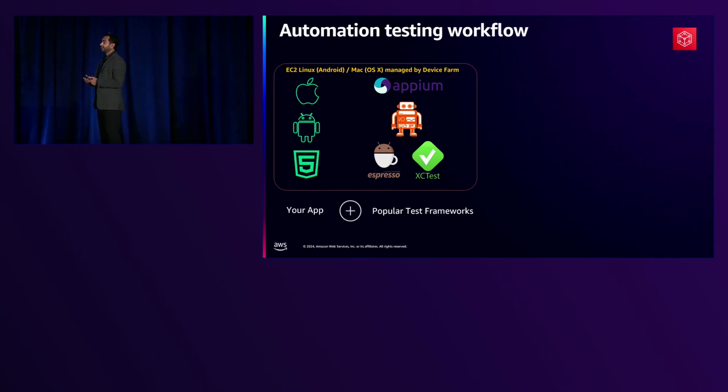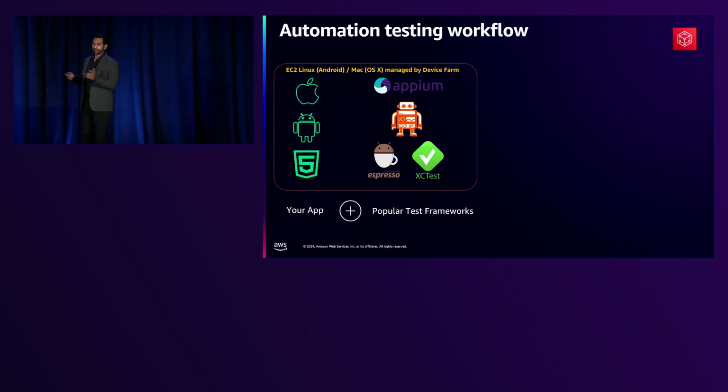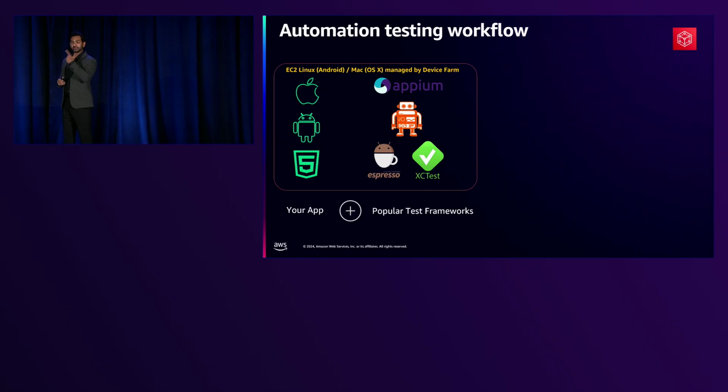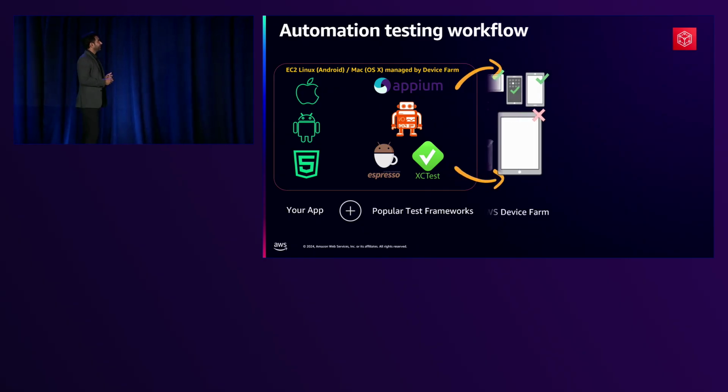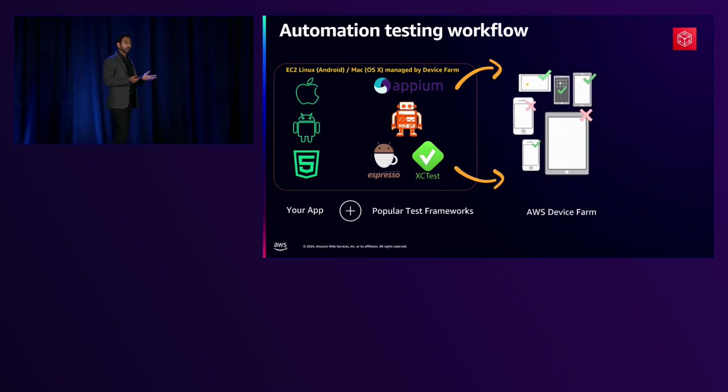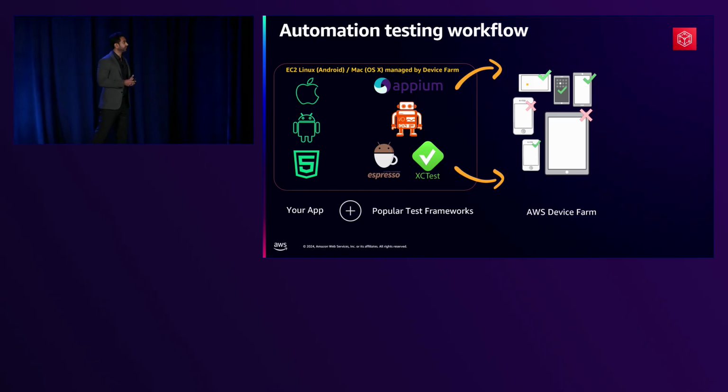Number two is you take your test framework. It could be one of the popular test frameworks that you might have chosen. Even if it's a completely custom framework, remember that customization capability, you should be able to run on Device Farm. So that's input number two, which is a zip file. Then you select devices on Device Farm, and it could be multiple devices, hundreds of devices, thousands of devices.